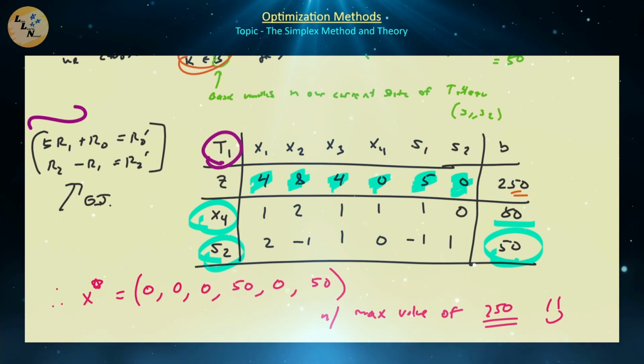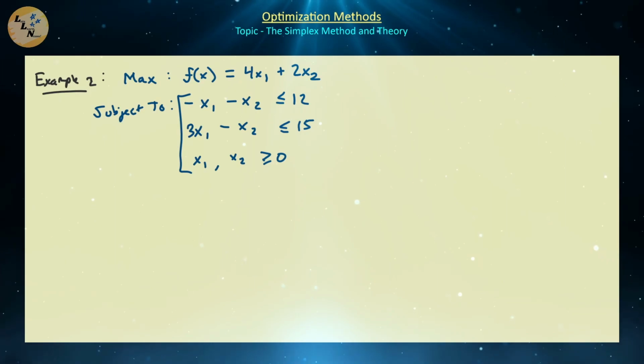Now, before we go, I actually want to do one more example because there's one special case about the simplex method that I have yet to introduce. Consider this example, where the function we seek to maximize is f of x equals 4x1 plus 2x2, subject to these two constraints: -x1 - x2 less than or equal to 12, 3x1 - x2 less than or equal to 15, with x1 and x2 being non-negative.